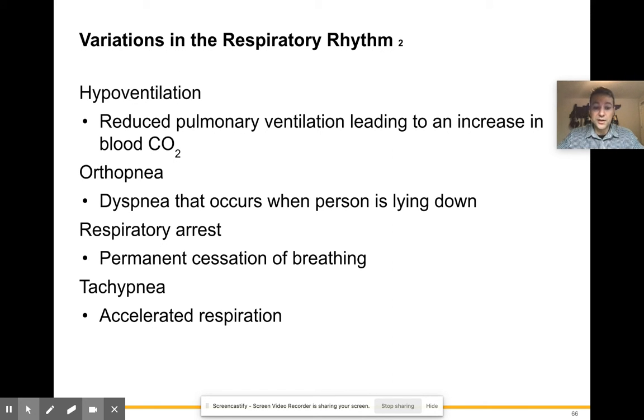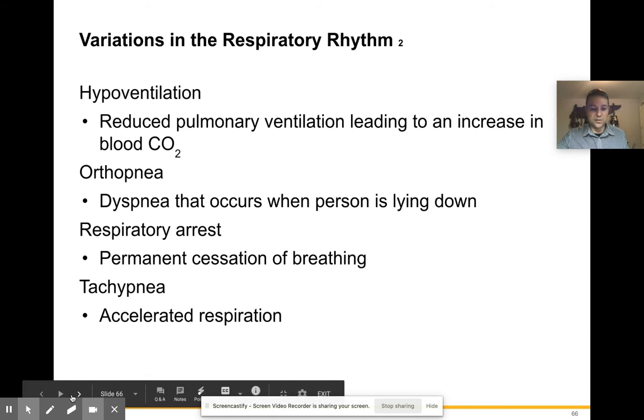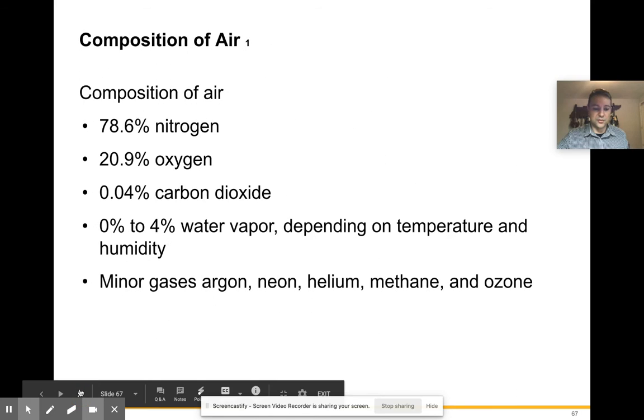Respiratory arrest is the permanent cessation of breathing. That is not good. You don't want respiratory arrest. That's kind of like cardiac arrest, right? It's when your heart stops. Respiratory arrest is when breathing stops. And then you have tachypnea. Tachypnea is accelerated respiration. Common when doing exercise, but you always want tachypnea to stop when you stop doing that particular function.